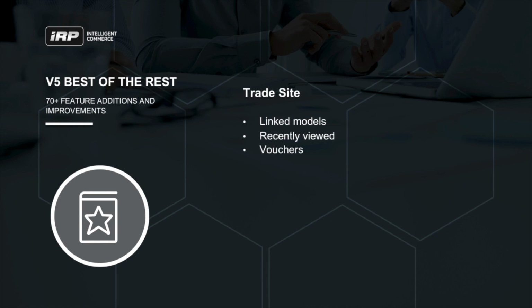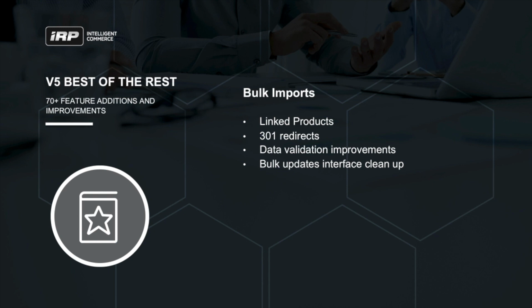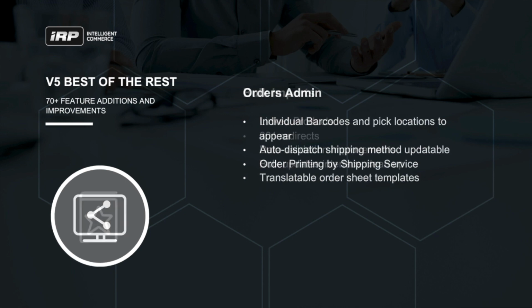On the trade site, we have linked models, recently viewed items, and vouchers, which have gone in there. These are quite development-heavy features, which have been moved across to the trade site for any of the clients on that. Regarding bulk imports, we've added the ability to upload linked products and upload 301 redirects. That's particularly important, mainly during deployments, but a very useful feature. There's better data validation on customer and email list imports, and we've also done a little bit of a cleanup of the bulk updates interface.